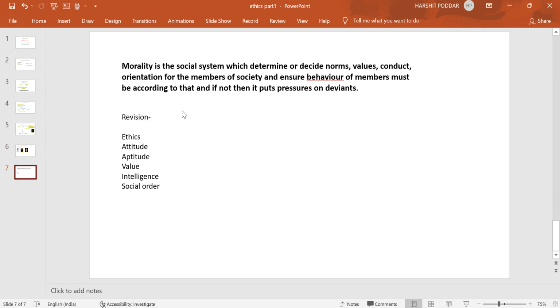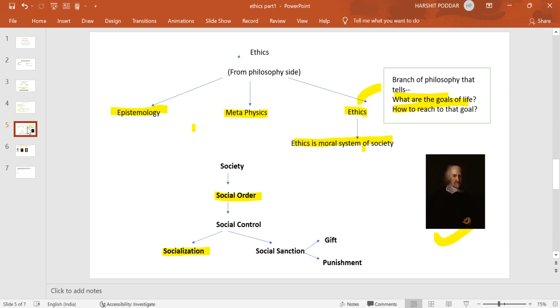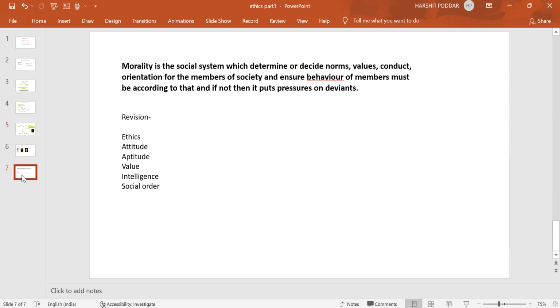Now, as a revision, I have told you about ethics. Ethics is the moral system of the society. Attitude is your orientation, positive or negative, towards any people, emotion, or object. Aptitude is the eligibility, the intelligence inside you. Value is the ideal beliefs, intelligence in order to take decisions and handle situations. I have also told you about social order, which is defined by Thomas Hobbes. I have clearly told you that.